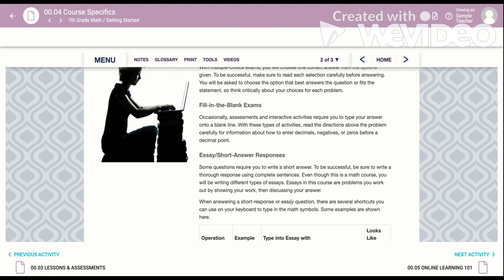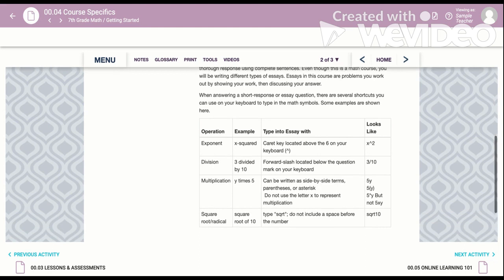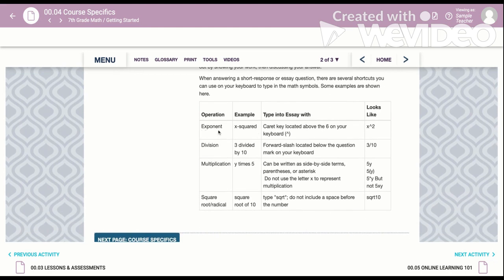When answering a short response or essay question, there are several shortcuts you can use on your keyboard to type in the math symbols. Some examples are shown here. Okay, so you can see if I want to type in an exponent, for example, the exponent x squared, there is a caret key on your keyboard, which is located above the number 6. So if you locate that, you would type in the letter X. You would click on Shift and click on the caret or number 6 key, and then you would type the number 2. Okay, remember, if you do need to reference this, this will be in our Getting Started module when you actually get logged in.